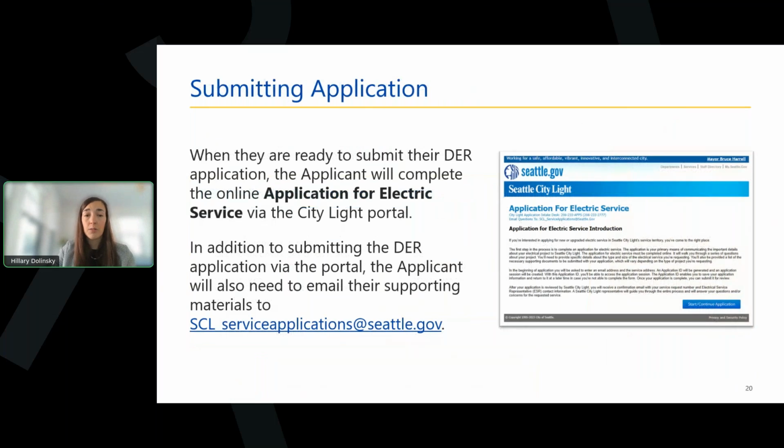When the applicant has all of their materials ready, they can proceed with submitting the DER application online. City Light has an application for electric service portal where applicants begin their application submission. Once they complete the portal process, they will email their supporting documents to that SCL Service Applications inbox.